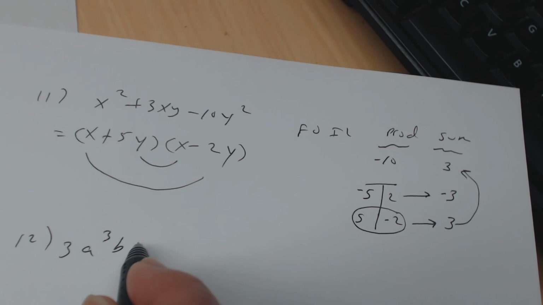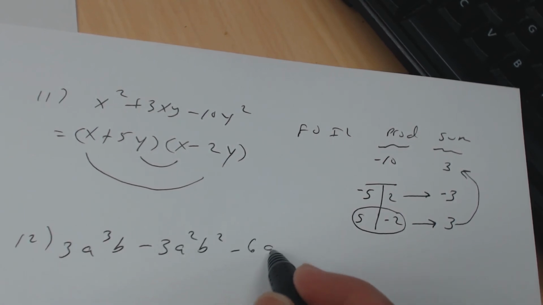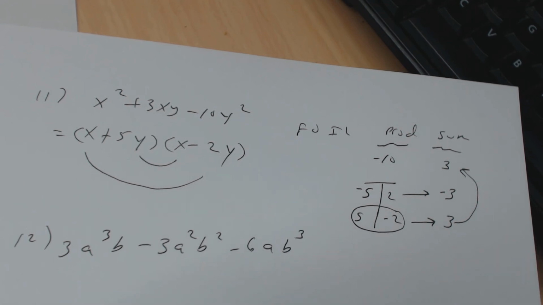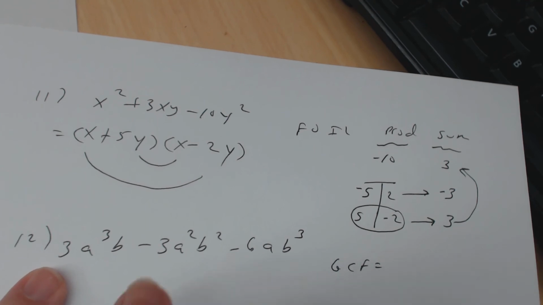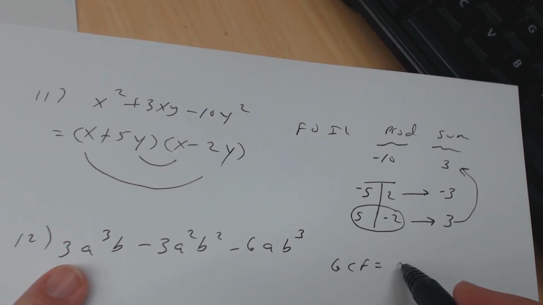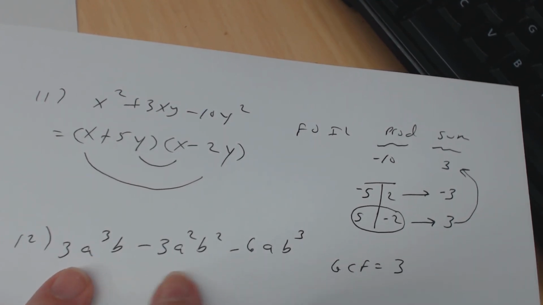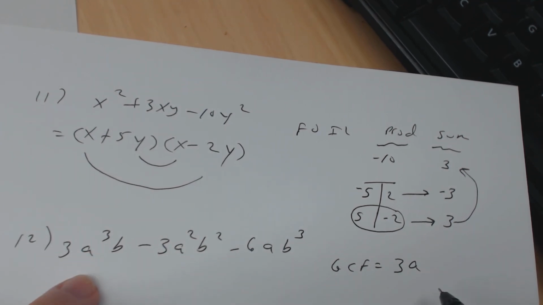3a cubed b minus 3a squared b squared minus 6ab cubed. So this time the GCF is going to be, in terms of the coefficients, 3, negative 3, and negative 6. The GCF is 3. 3 goes in all of those evenly, and that's the largest. Okay, if you look at these, there's an a in every term, so there's going to be at least one factor of a here. So there are 3 here, 2 here, 1 here, a to the first. So you take out the one with the smallest exponent, so you take out a.